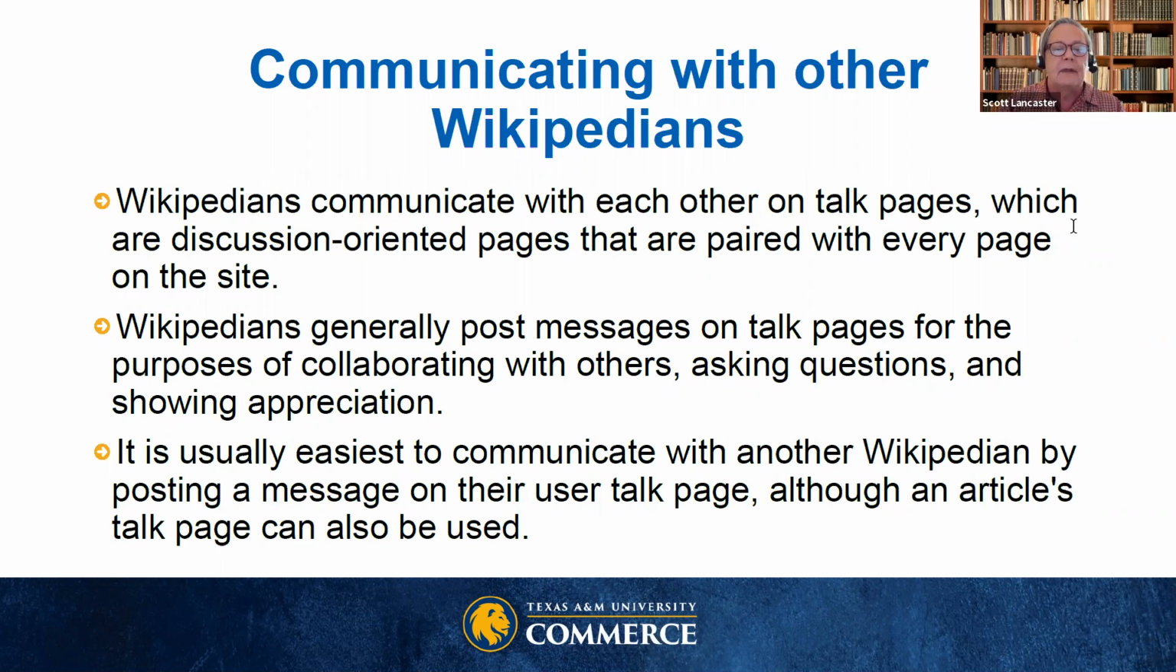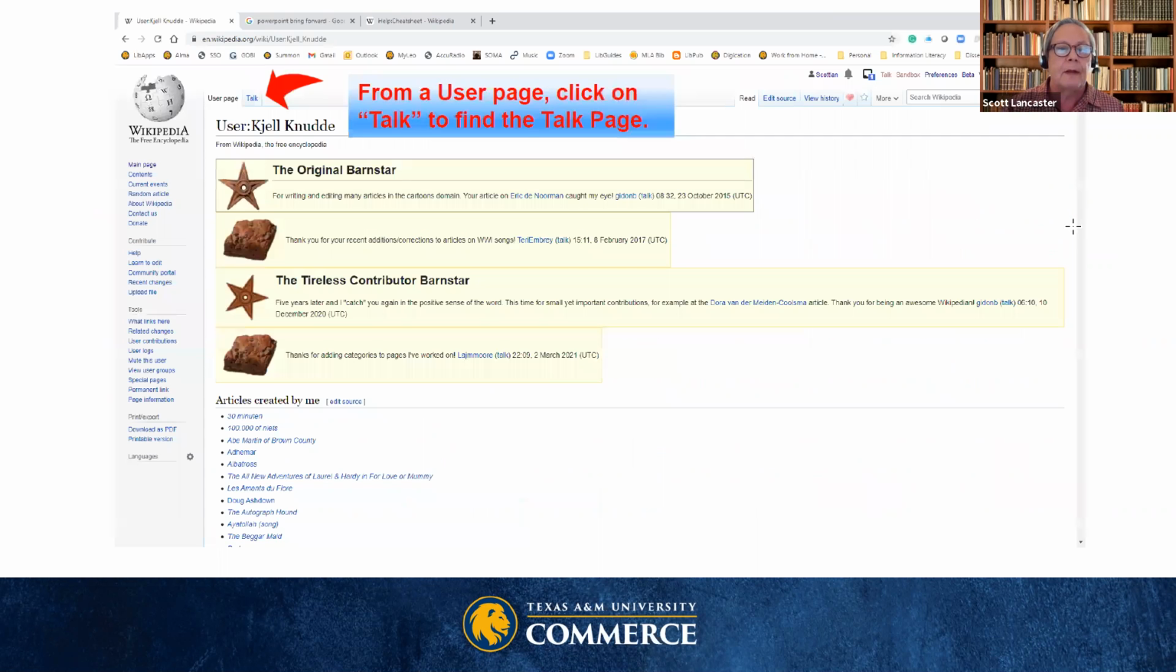You can say, oh, this is really a great page. It helped me a lot in the research project I was doing. Or you can say, you really need to add some citations to this one section, or I know, can I contribute to this? And so there you can communicate back and forth with each other. So it's usually easiest to communicate with another Wikipedian by posting a message on their user talk page, although an article's talk page can also be used.